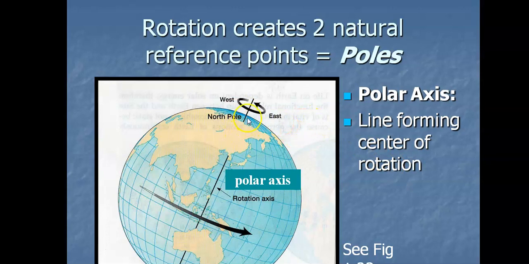So in reality, we really wouldn't see the polar axis in the center of the Earth. But where the polar axis emerges from the Earth, it creates a natural reference point. And that creates what we know as the North Pole and the South Pole. And so the Earth is spinning on its polar axis. And that's it.